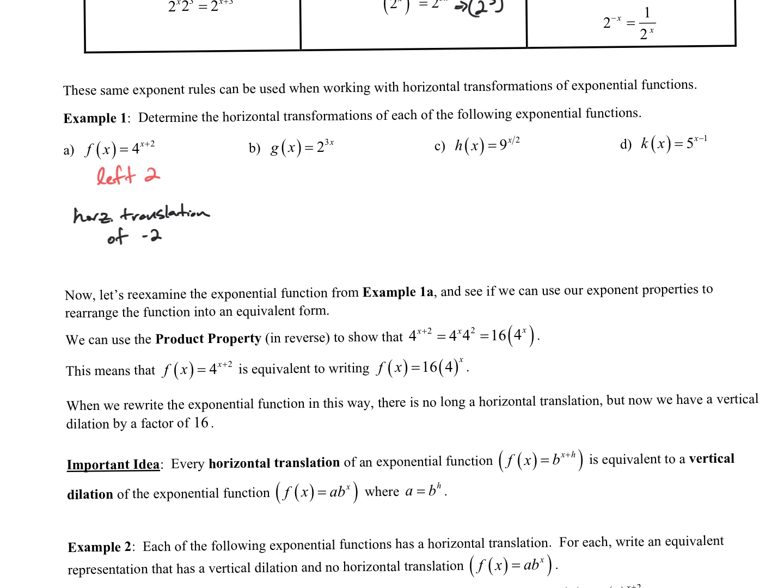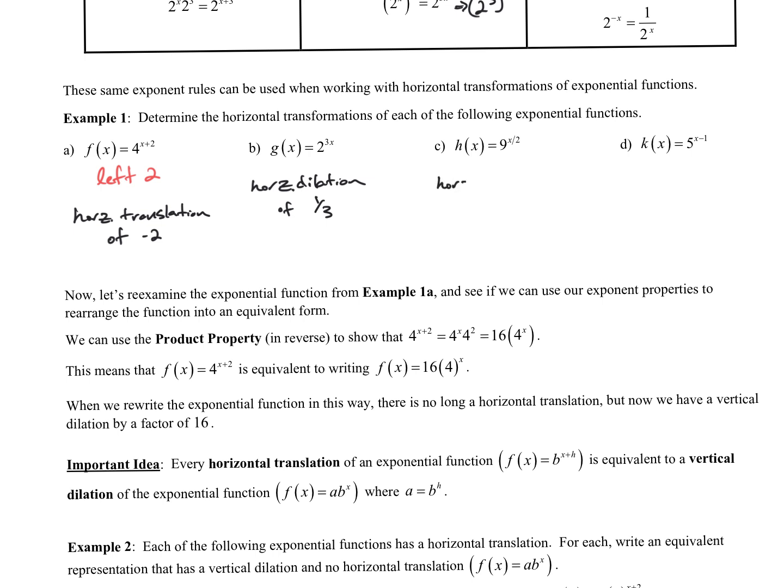So then I have 2 to the power of 3 times x. All right, 3x. And so what does this do? It's a horizontal dilation of what now, Connell? 1/3. Of 1/3. Exactly. Good. All right, let's look at this next one. So now I have 9 to the power of x over 2. And so what's this one again?